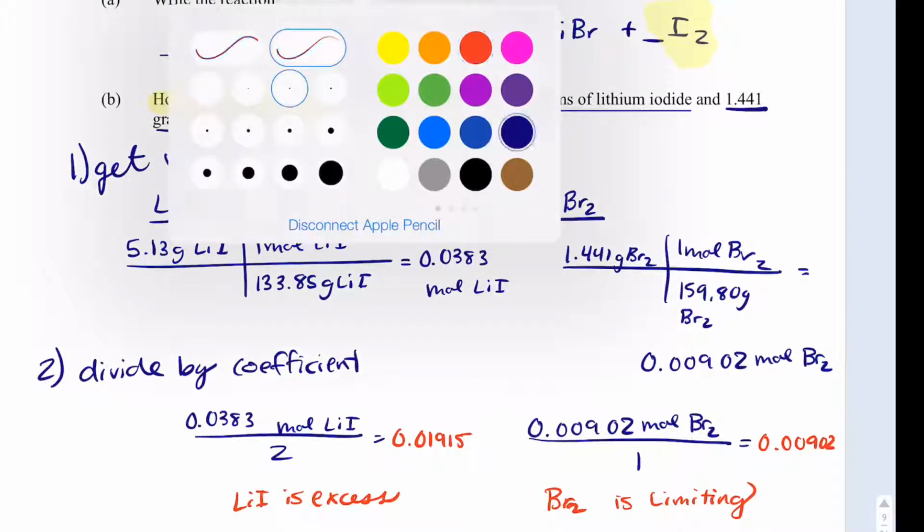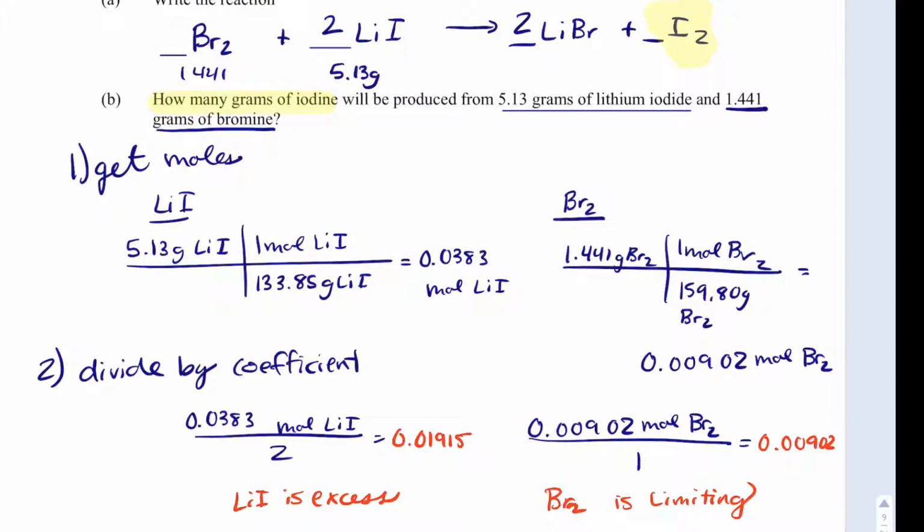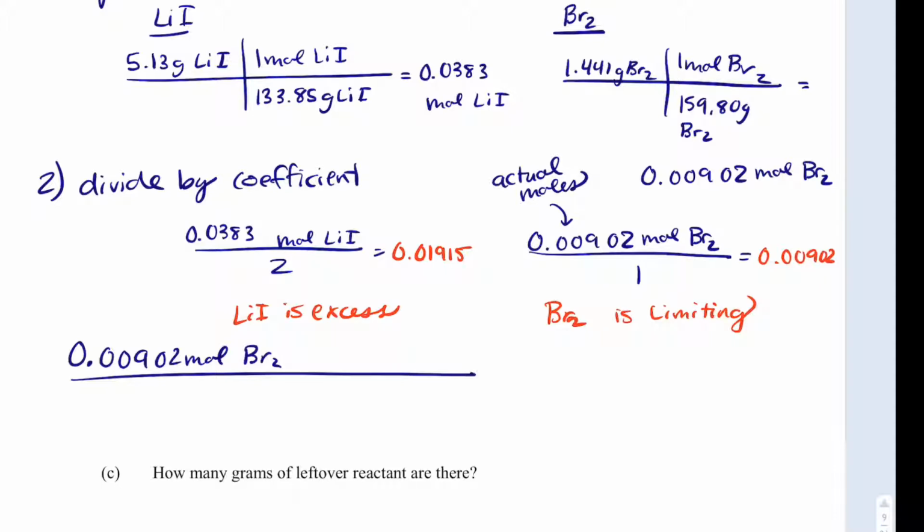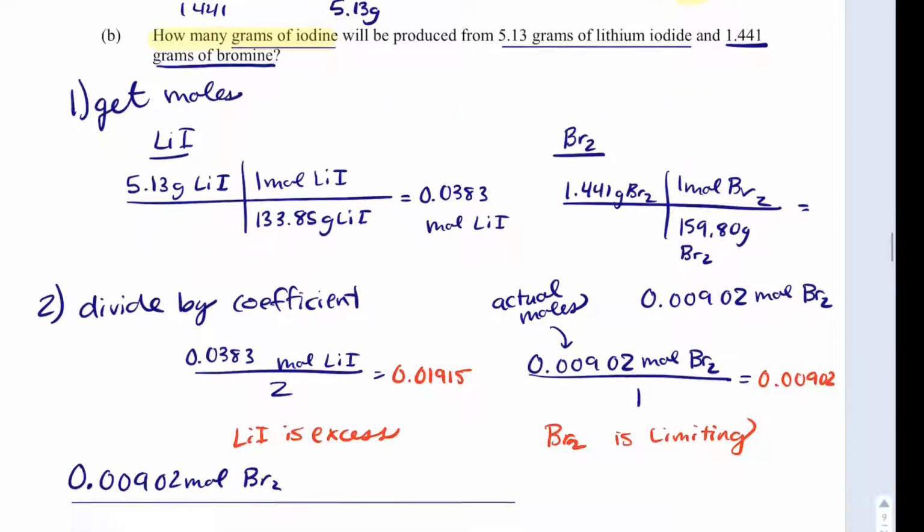And so now that I have identified my limiting reactant, I use my limiting reactant every single time in any sort of conversion. So I'm going to convert it to grams of iodine. I have 2 numbers, they're the same, but of course I use my blue one because that is my actual moles. The only reason the red one is the same number is because the coefficient of Br2 was 1.